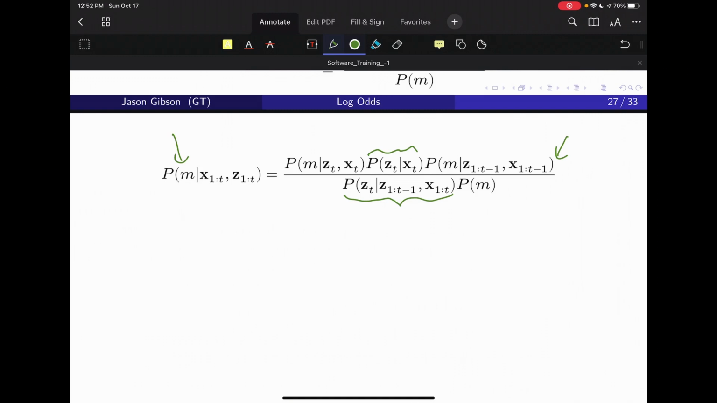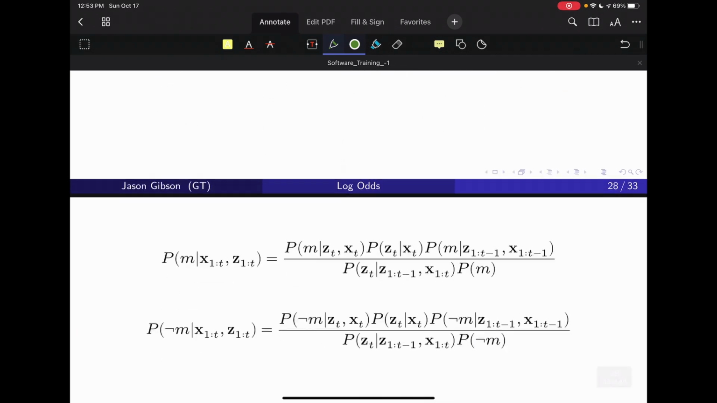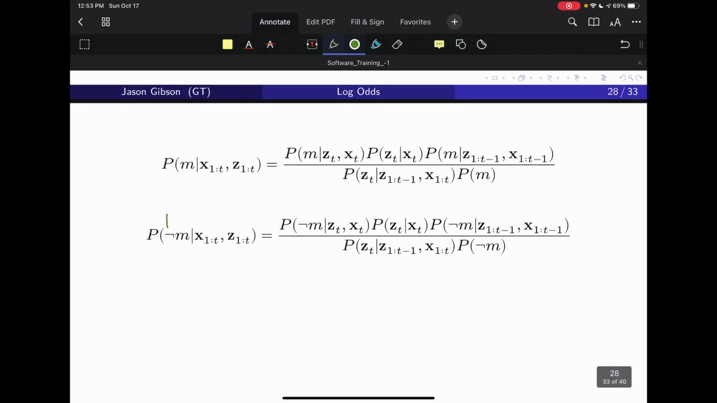But now we can use the idea that we're computing a binary random variable rather than a continuous random variable like we had in the particle filter case. So I can compute the exact same probability that the grid cell is free or not occupied. We're going to denote that with this symbol here, which represents not. So what is the probability that it is occupied, and what is the probability that it is not occupied, or free? And we get out the exact same equation here.